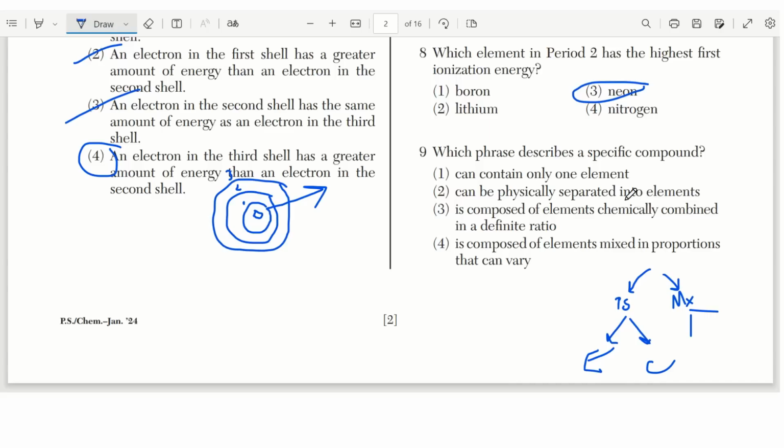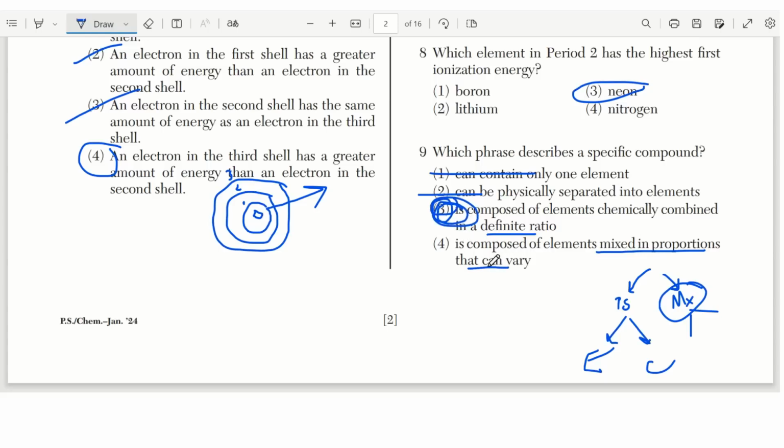So what is a compound? Well, a compound does not contain only one element. A compound contains 2 or more elements, right? Can a compound be separated physically? Nope, that's a mixture. All right, is it composed of elements chemically combined in a definite ratio, or is it composed of elements mixed in proportions that can vary? Chemically combined in a definite ratio.